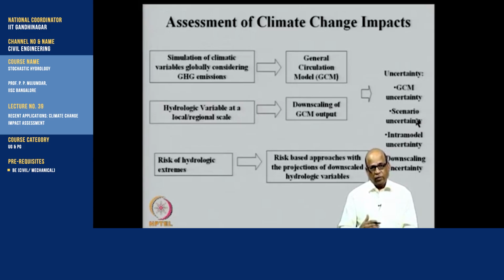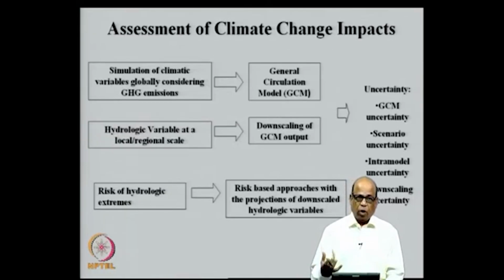Then there is also a scenario uncertainty. As I said, scenarios are pictures of how the world is likely to evolve in future. Now, there is an enormous uncertainty associated with the scenarios, how the CO2 levels will be in the future, and because of which how the temperatures are likely to be in the future, and so on. Standing at this point in time, we are trying to project it into the future, and there are a large number of uncertainties associated with scenarios. Then within the model itself, there will be some uncertainties because of the parameters and so on.